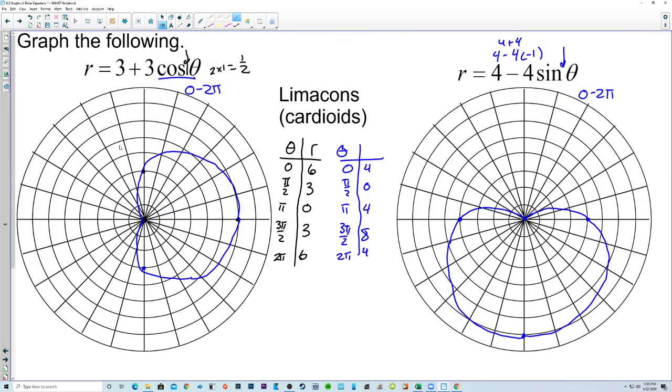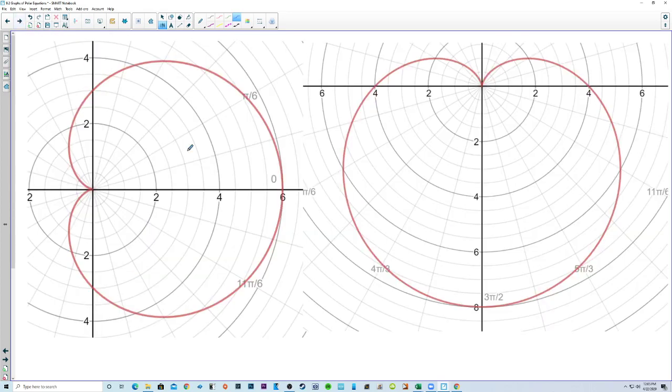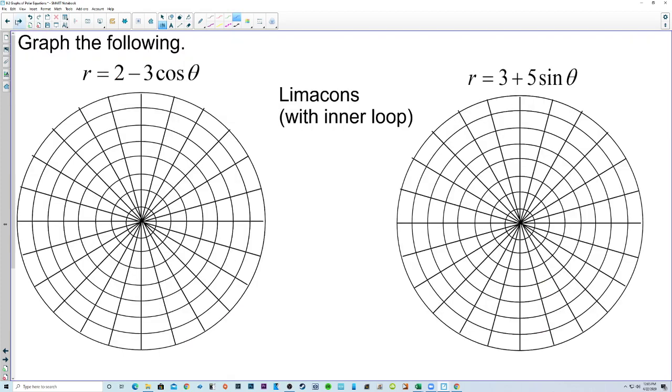All right, so that's when you have a cosine, it bubbles out to the right. Sine bubbles down because it's negative. So you should have somewhat of an idea of what these are going to look like before you graph them. So there's some nice graphs of those. Let's see. How about limacons with an inner loop?